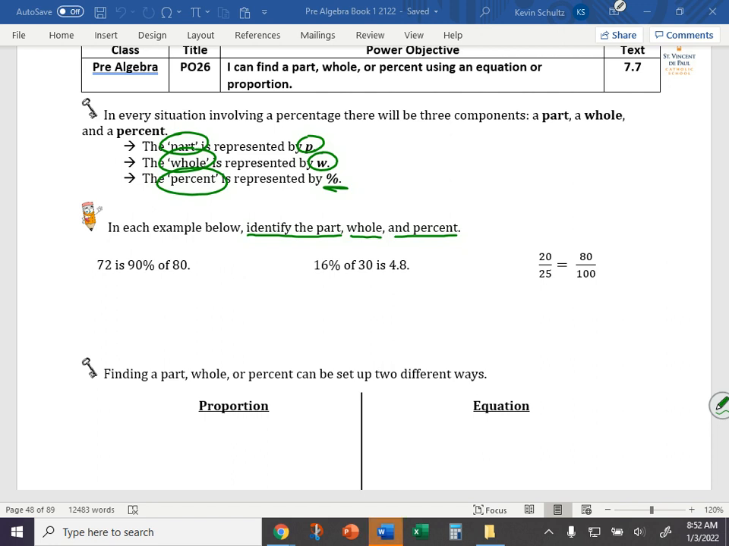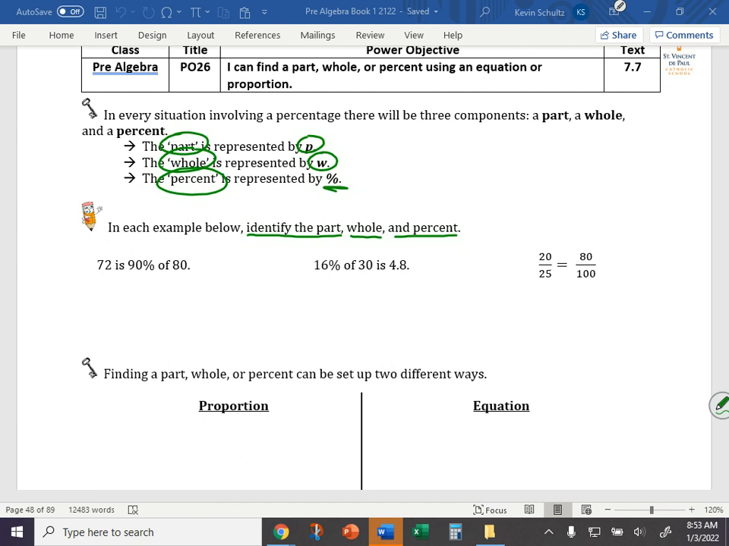So 72 is 90% of 80. Is 72 the part, the whole, or the percent? Is 90 the part, the whole, or the percent? Is 80 the part, the whole, or the percent? What do you know, Kate? I think 72 is the whole, 80 is the part, 90 is the percent. Why did you say that? Oh, wait, no. I think 80 is the whole, because 72% of 90 is 80, and that would mean 72.